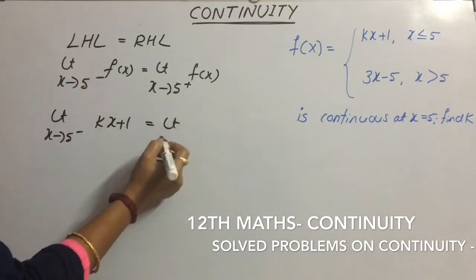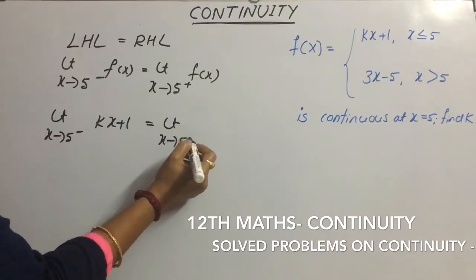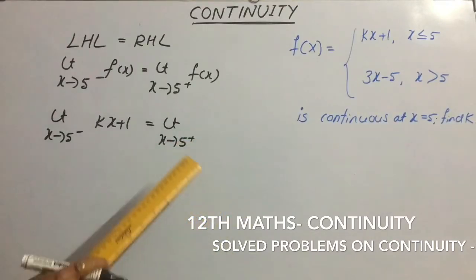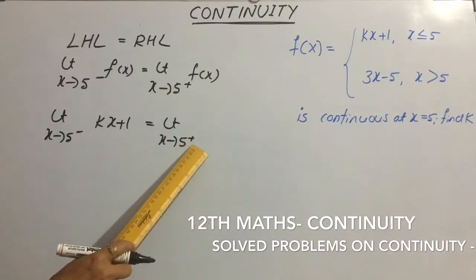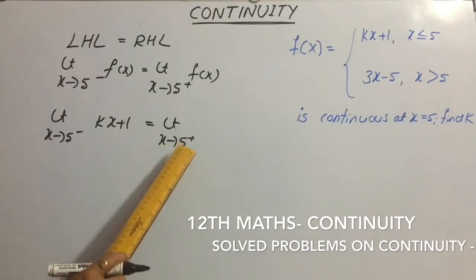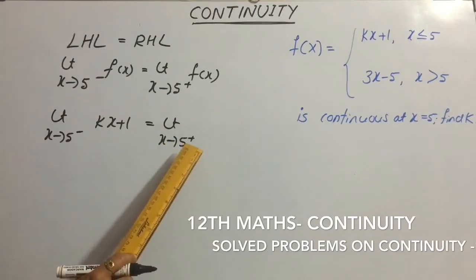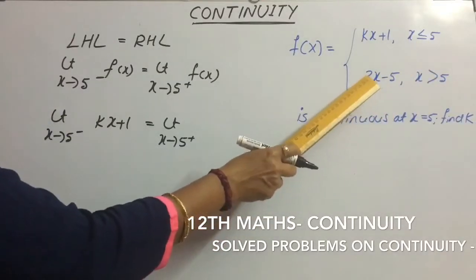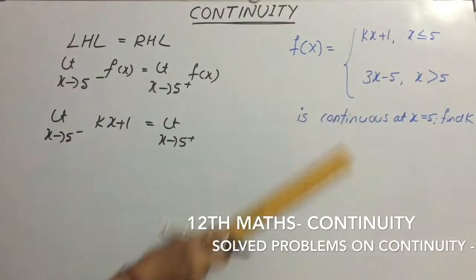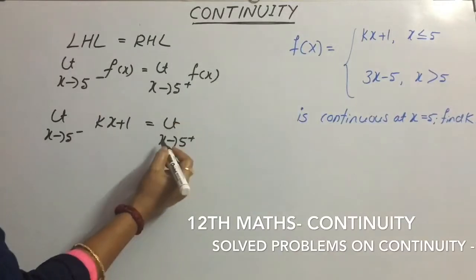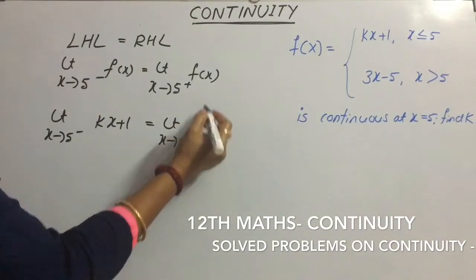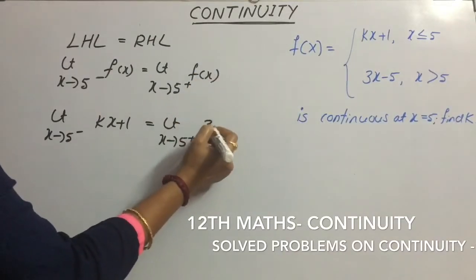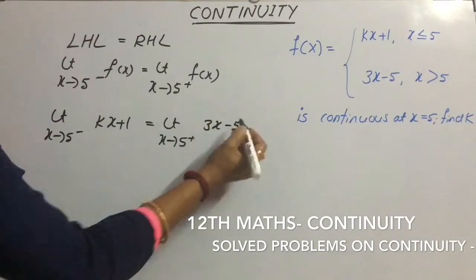Similarly, limit x approaches 5 plus means approaching 5 from the right hand side. That means giving values greater than 5. When x is greater than 5, the defined function is 3x minus 5. So, limit x approaches 5 plus f of x becomes 3x minus 5.